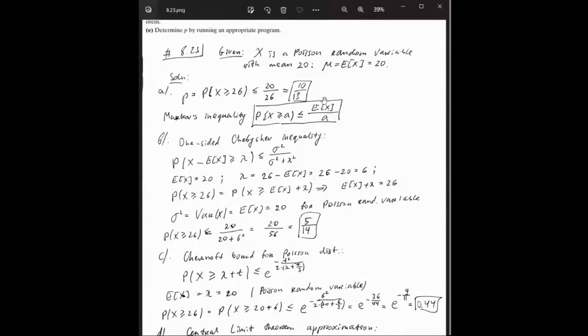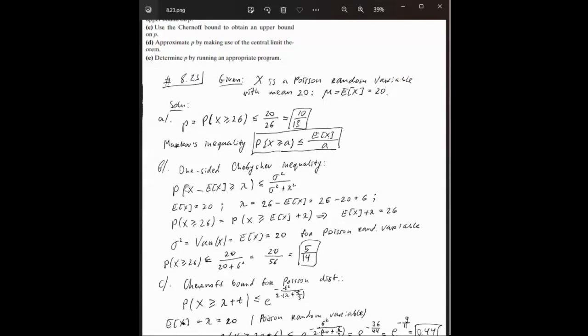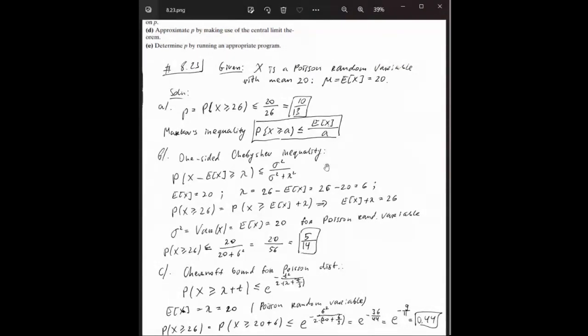Okay, so next one, part B. I use the one-sided Chebyshev inequality to obtain an upper bound on P. For the one-sided Chebyshev inequality, I used this formula, which I found on Wikipedia. The formula in the textbook is different. In this formula, lambda is not the same as lambda in Poisson. We can change the lambda letter to a, for example. So it's confusing.